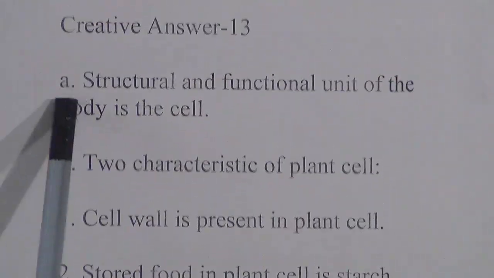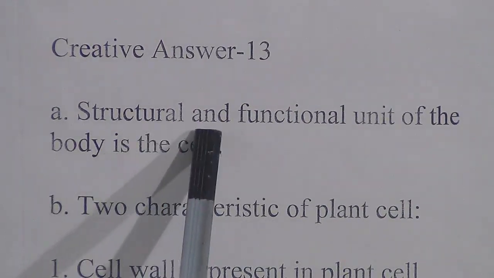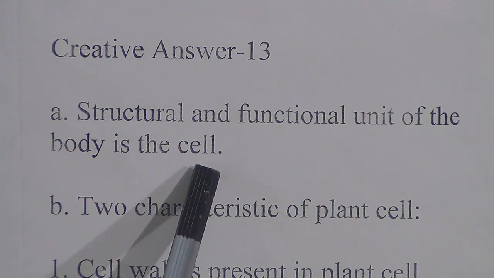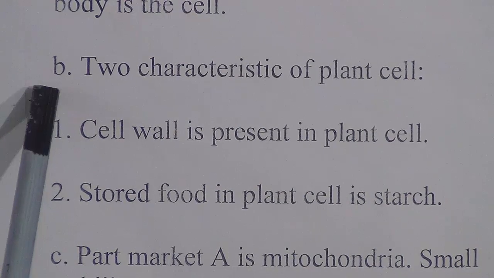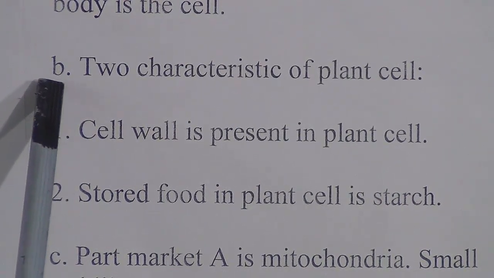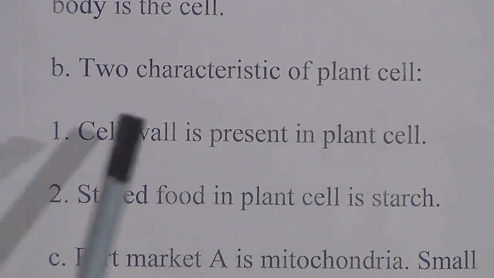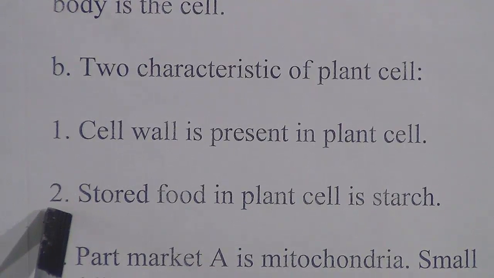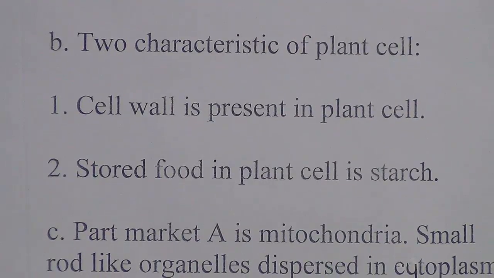Now the answer. The A question was what is a cell? The answer is the structural and functional unit of the body is the cell. And the B question was state two characteristics of a plant cell. Two characteristics of a plant cell. Number one is cell wall is present in a plant cell. Number two point is the stored food in a plant cell is starch.